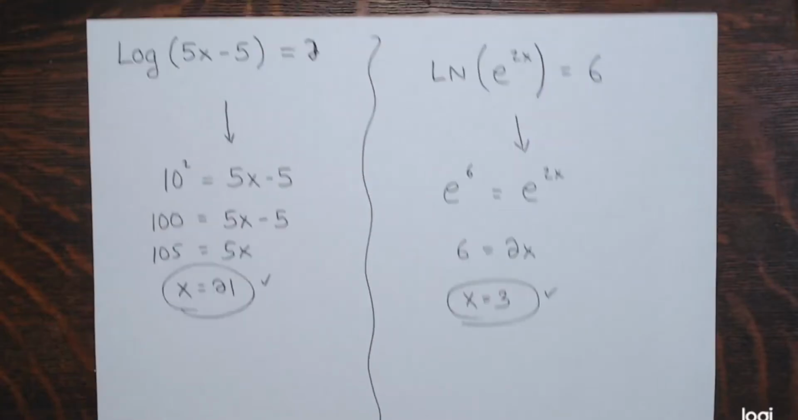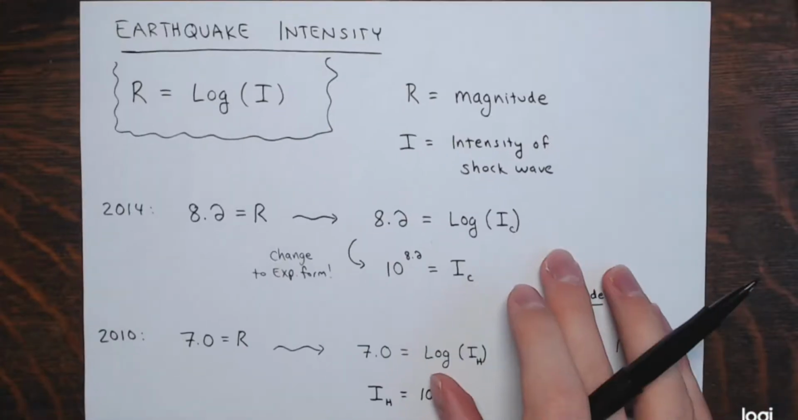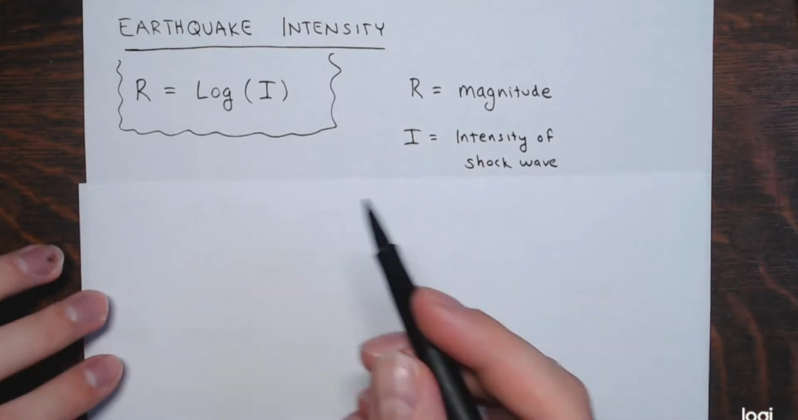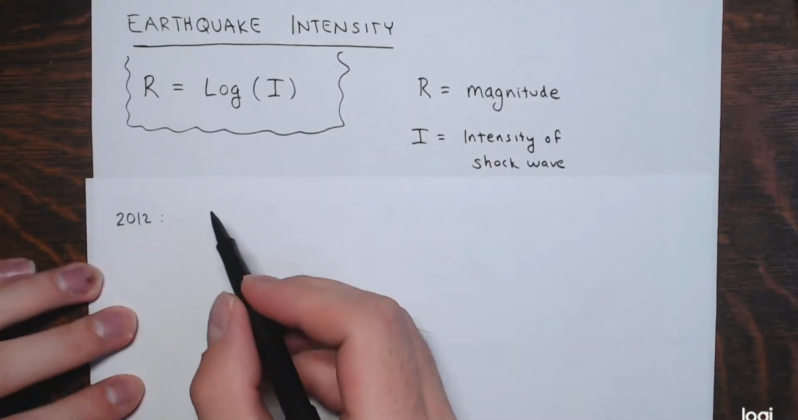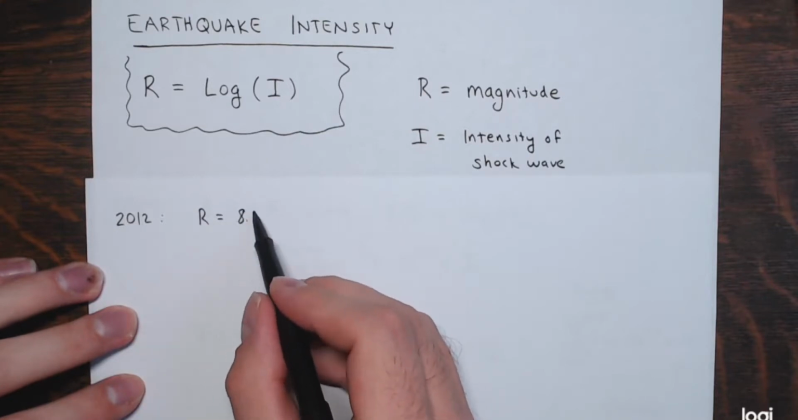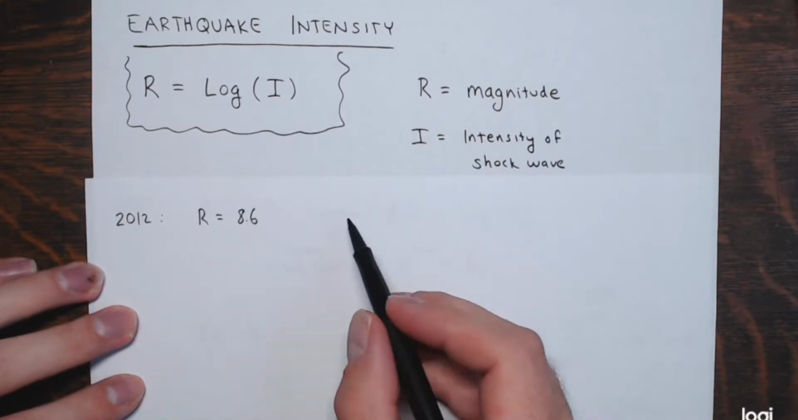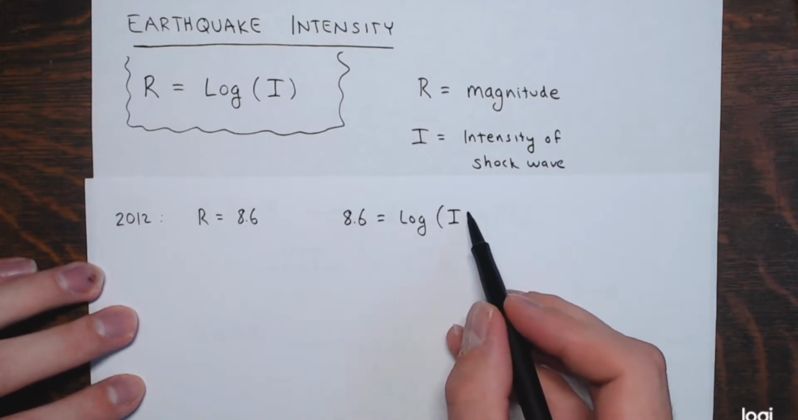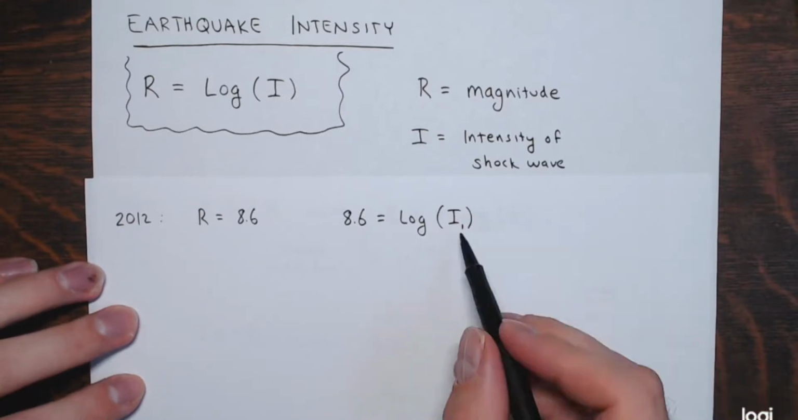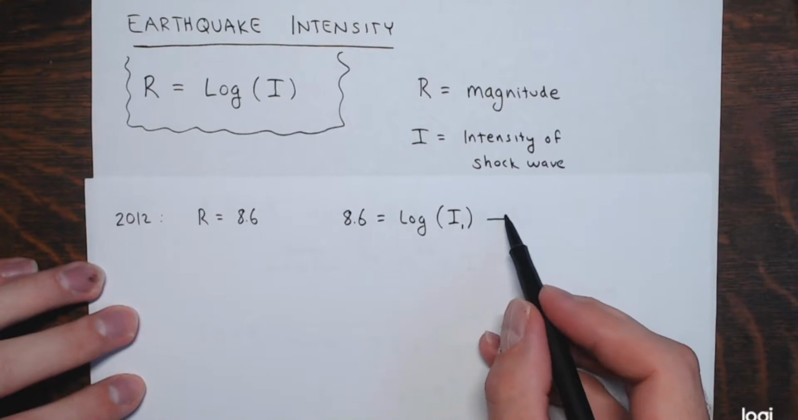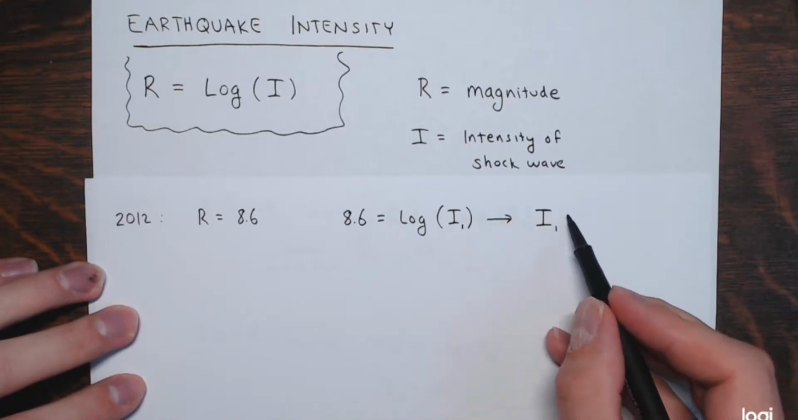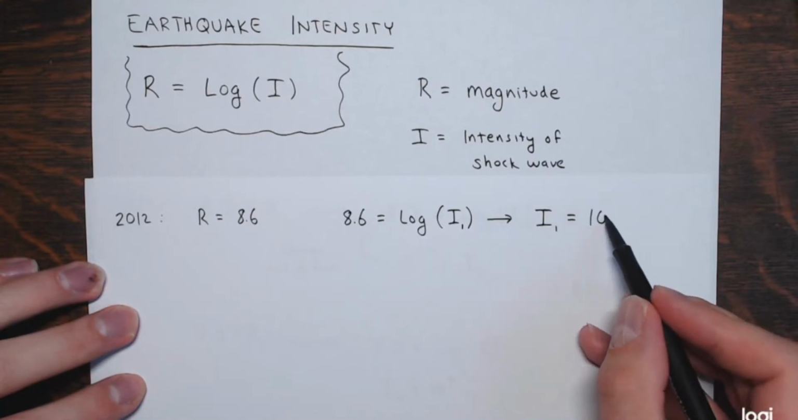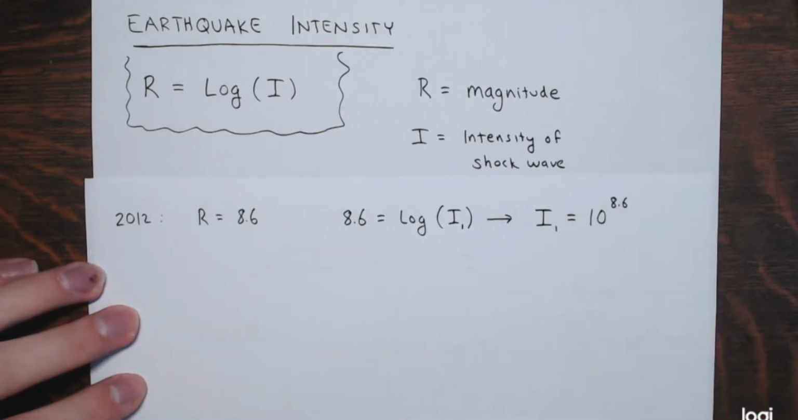All right, so let me pull up that paper with the earthquake intensity model. R equals log of I. Again, for the 2012 quake, the magnitude R was 8.6. So we have 8.6 equals the log of I, and I'll call this I1, just because it's for the first earthquake I'm looking at. If you solve for I1, it's going to be 10 to the 8.6 power.